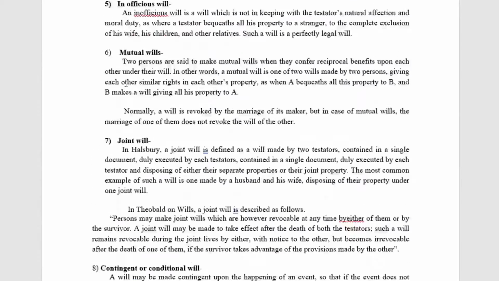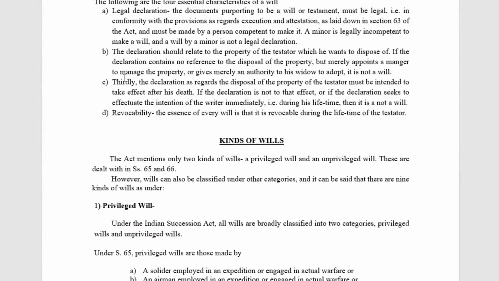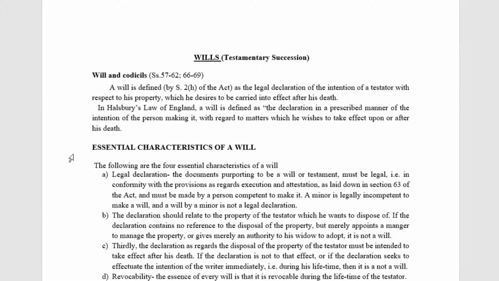So let us see what has been said with regard to the privileged will and the unprivileged will with regard to the execution, and the nature of the privileged will and the unprivileged will. Under the Indian Succession Act chapter 1, under section 2(h) of the Act, the will has been defined like this: the legal declaration of the intention of a testator with respect to his property, which he desires to be carried into effect after his death.